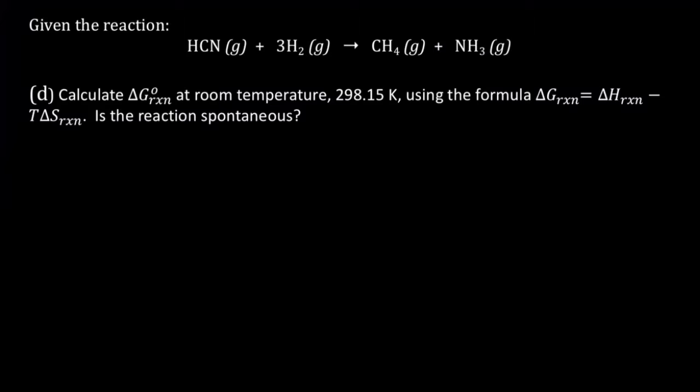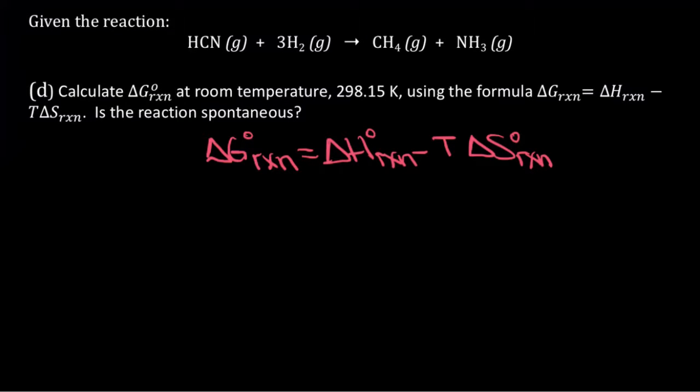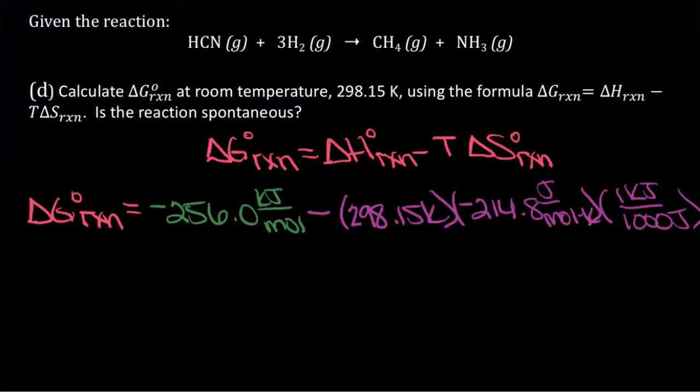It looks at the contribution of each, and then finally delta G will tell us whether or not it will be spontaneous. So let's calculate delta G reaction at room temperature using the formula delta G equals delta H minus T delta S. Let's put our numbers in from when we found the enthalpy change and the entropy change. We had our enthalpy change as negative 256.0. We're going to subtract T delta S.